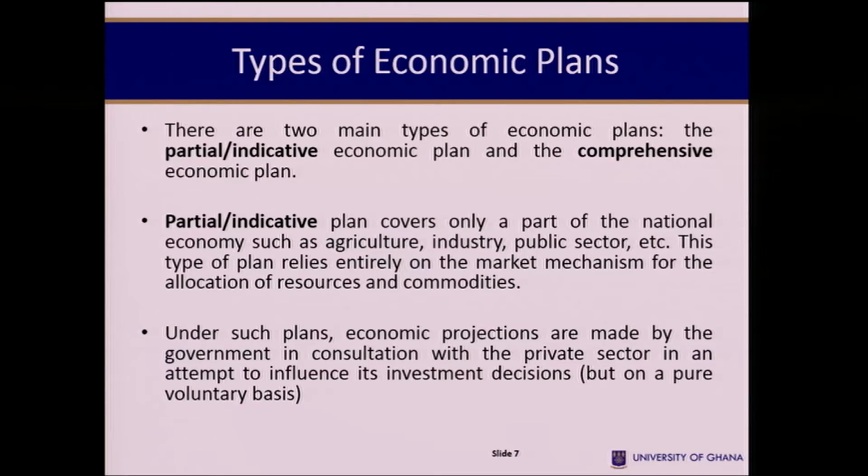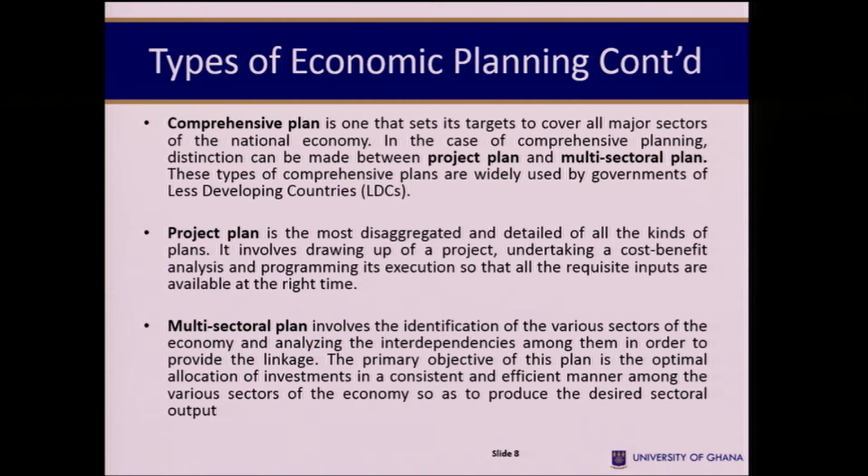There are two types of economic plans. One is the partial, and the other is what we call the comprehensive plan. The partial, as the name may imply, covers only a part of the national economy, say agric or industry, among others. Whilst the comprehensive plan is one that sets its targets to cover all major sectors of the national economy.